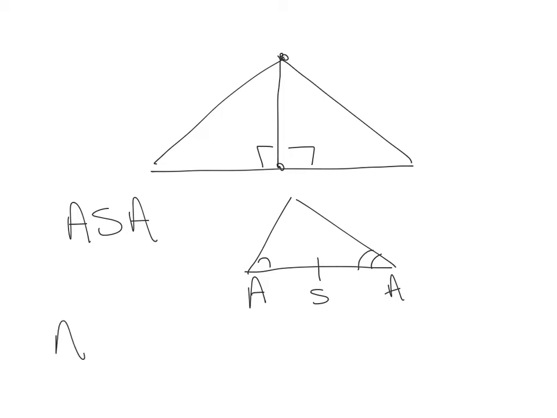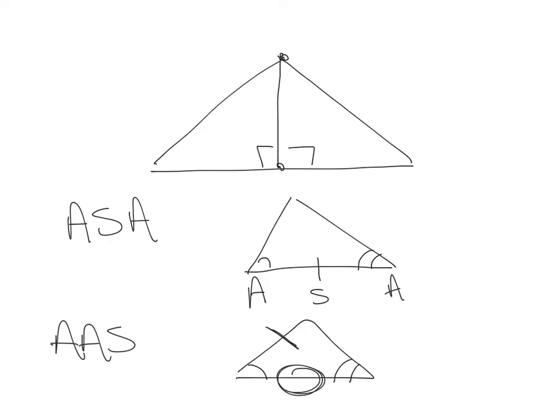Angle, angle, side: we know the measures of two angles and a side that is not between them. So if we know any two angles and a side that is not between those, so not this one because that would be the one beside them, but any two angles and a side that is not between them. Notice the position of the S here and here. In the top one, the S is between the two angles. In the bottom one, the S is not between the two A's for angle. So that would mean we would have angle, angle, side.